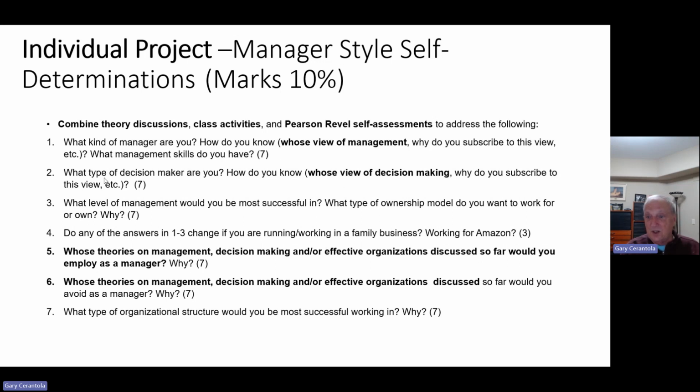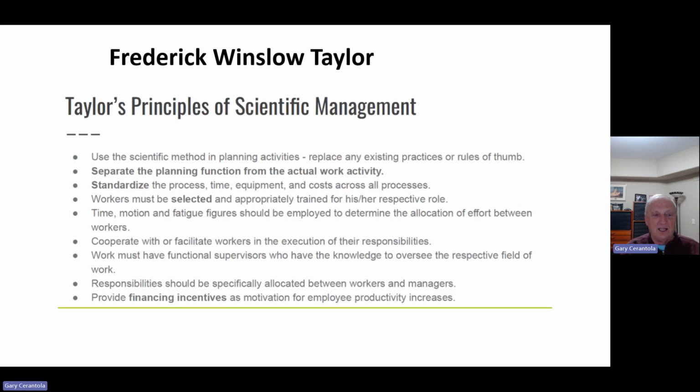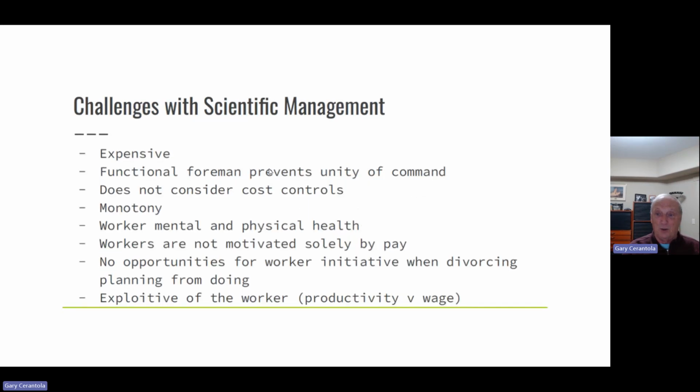But in question 2, whose view of decision making are you taking? Why do you subscribe to that? Whose theories of management decision making are effective? So you need to pull from these people. It puts it all together to get an idea of who you are, what your strengths are, what your skills are, and your approach to it, and how that maps to particular theorists and what they subscribe to and what they've contributed to, and describe why that is the case, and that'll get you really good marks in that particular project assignment. Okay, so that's all I have for you.